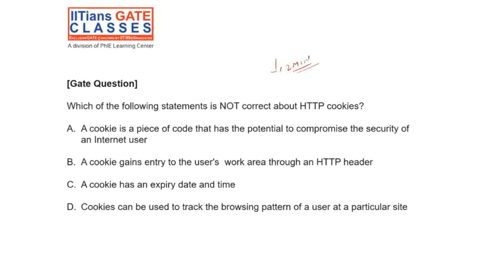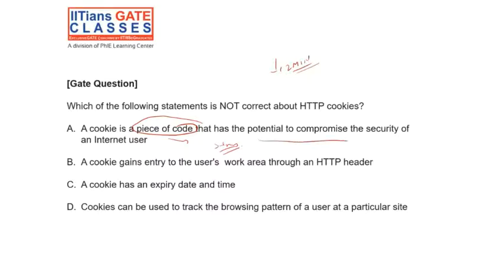Okay, obviously, good. That is also good. So, cookie is a piece of code. First of all, that line is wrong. Cookie is not a piece of code. Cookie is just a string, or you can say some file. Some string information has the potential to compromise the security of the internet.